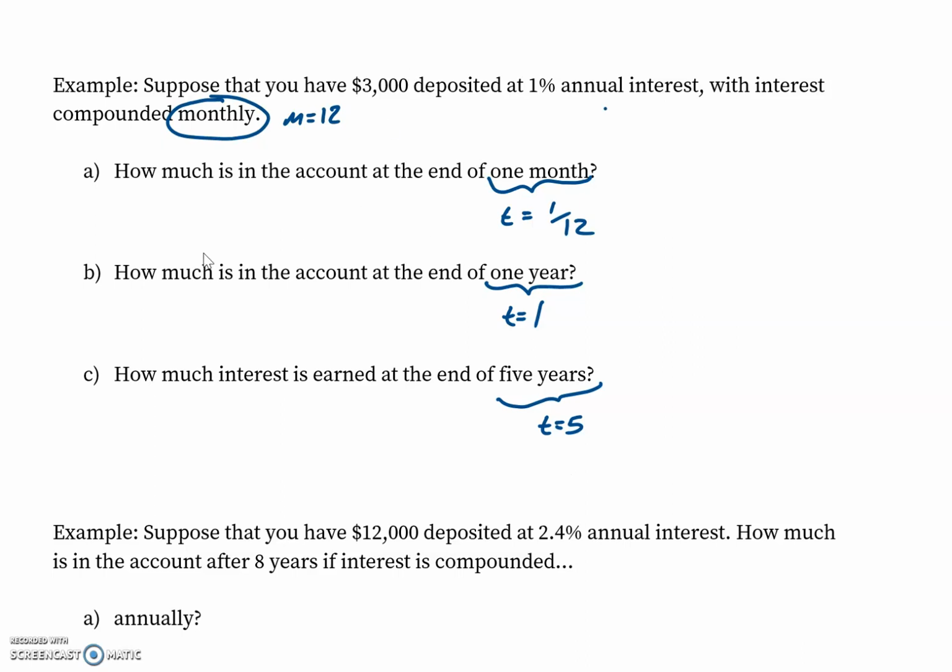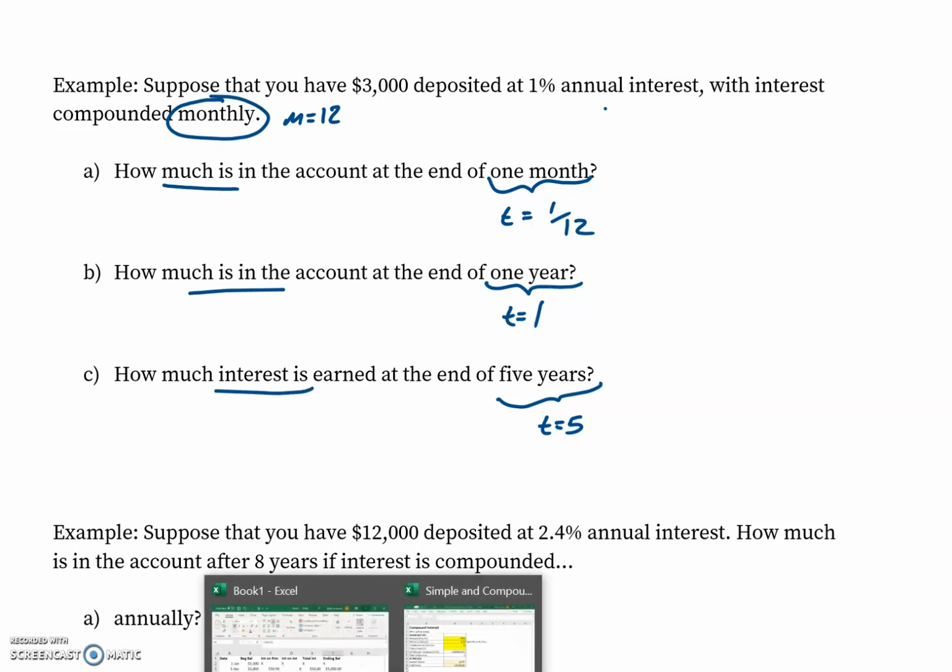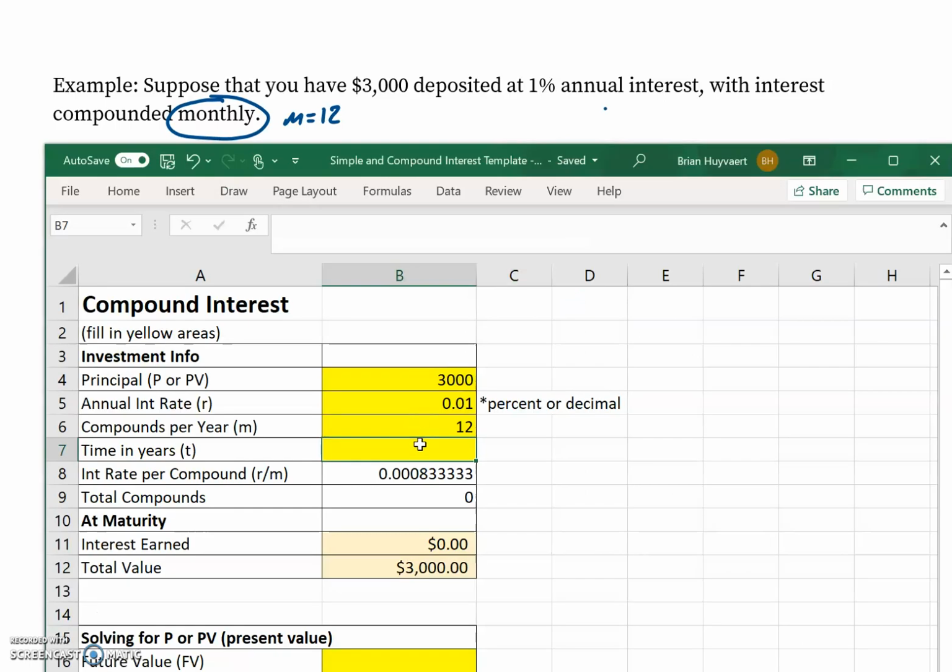So let's see. And we want to know a couple different things. How much is in the account? And then, how much interest? So just be careful with those. So let's start with the first part. So let's say, okay, this is equal to 1 out of 12. And remember, we do that depending on the settings here. It might not show up in the format you want. You can always change that.